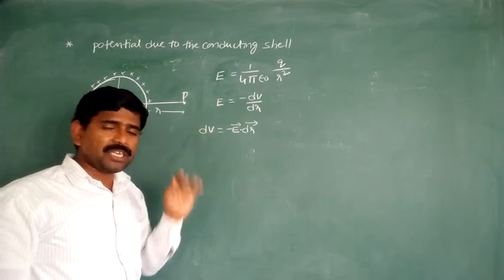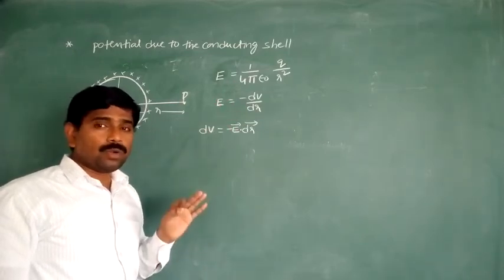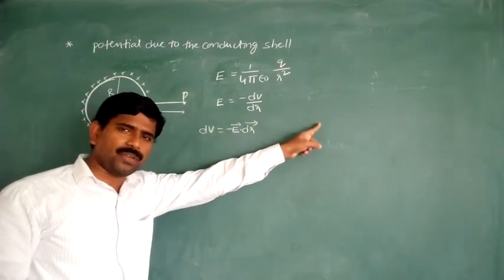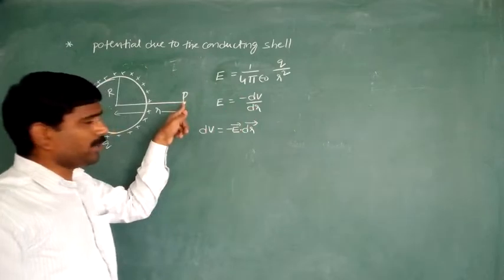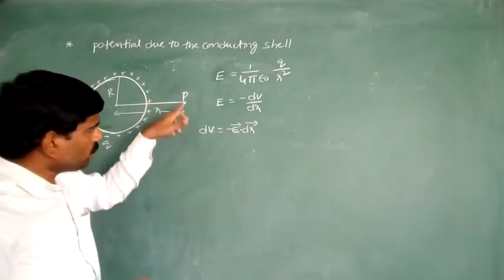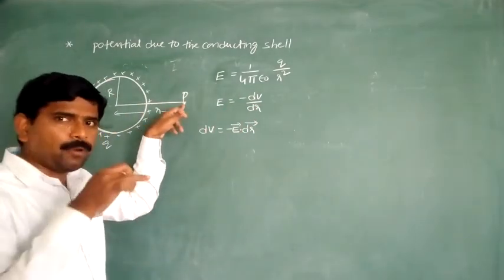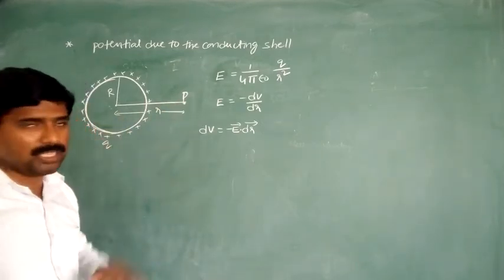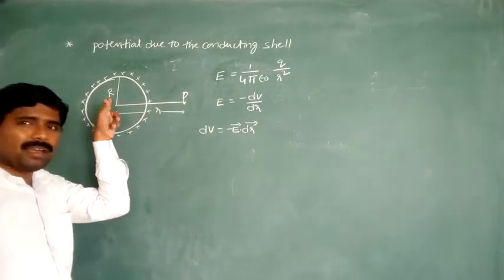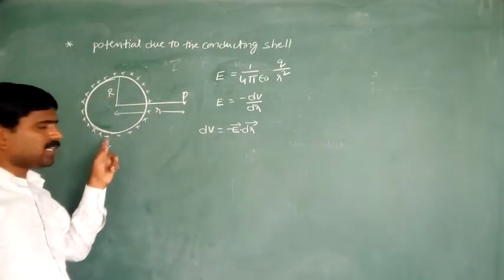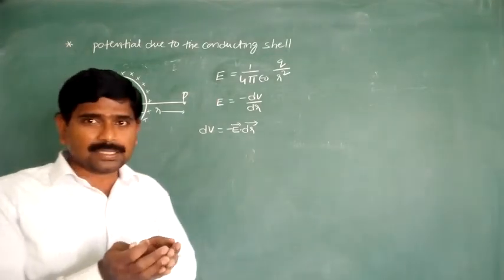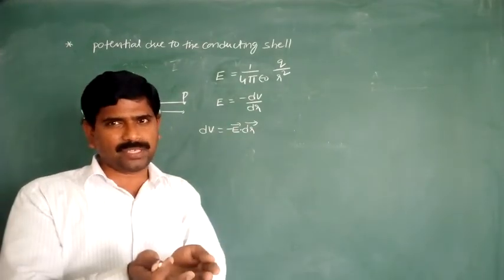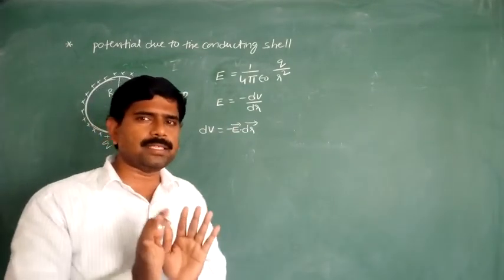From the definition of the electric potential, it is the amount of work done to bring a unit positive test charge from infinity to the point P. So here we want to find the potential at point P, which is at a distance of r meters from the charged spherical shell. Here capital R is the radius of the shell and Q is the charge. In the case of a shell or a conducting sphere, charge is distributed on the surface.